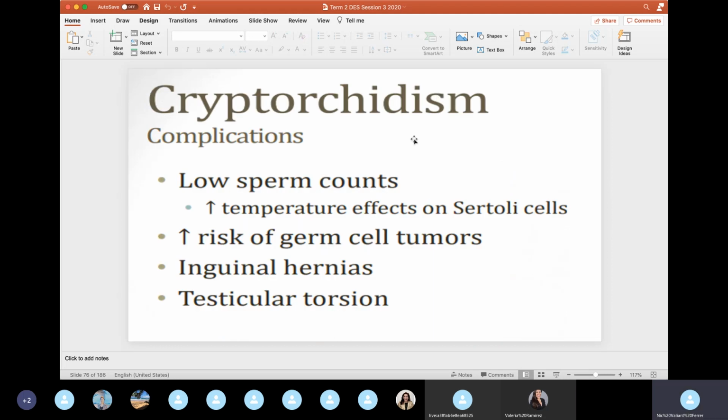Cryptorchidism, undescended testes. When I say cryptorchidism, you say low sperm count, and you say infertility, right? So you have an increased risk of germ cell tumors. Of course, you're gonna learn this more in term 4. You can also have inguinal hernias or testicular torsion, but think about low sperm count and increased risk of infertility for cryptorchidism. How are we going to treat cryptorchidism?